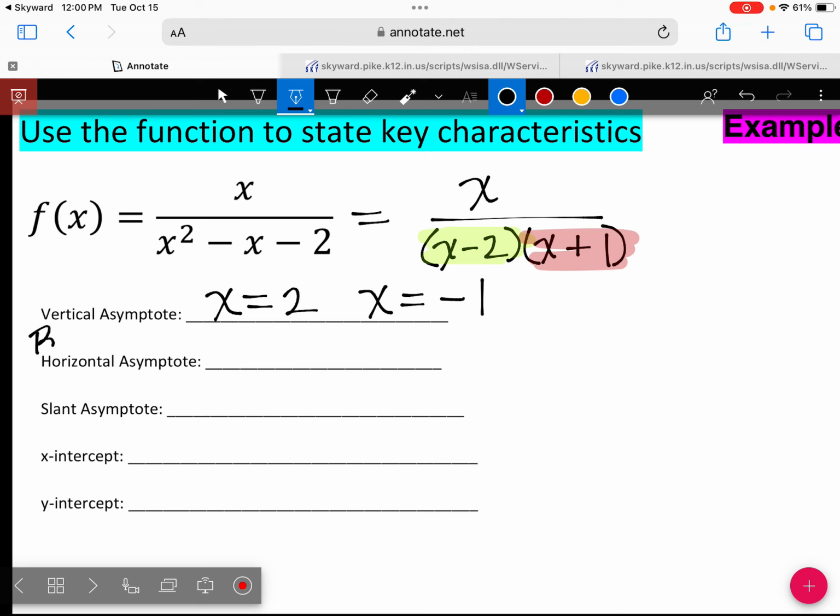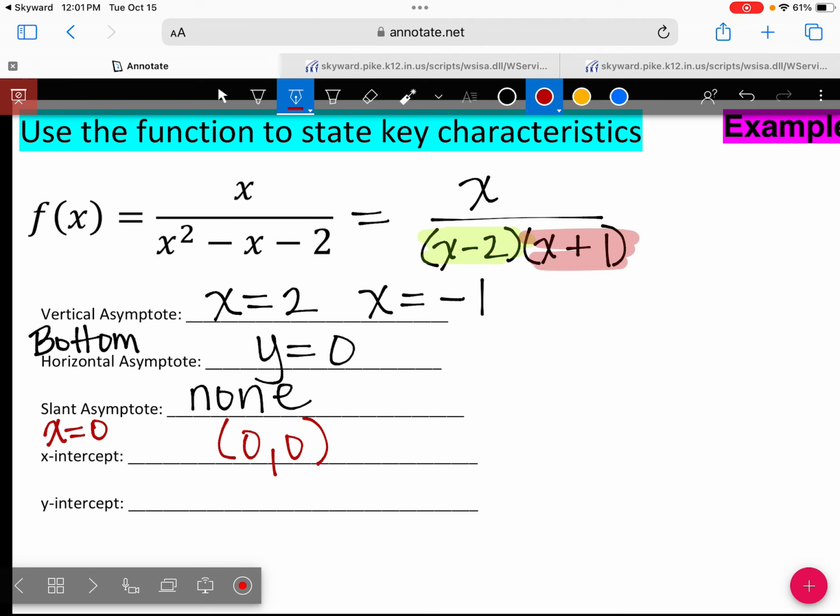This is bottom heavy. So whenever it's bottom heavy, it's automatically y equals 0 for your horizontal asymptote. It's not top heavy, so we don't have a slant. X-intercept comes from the numerator. When I set my numerator equal to 0, I just get x equals 0. So my x-intercept would be at (0, 0). And if you plug in a 0 for all of your x's, you get 0 for your y-intercept also. And that is it.